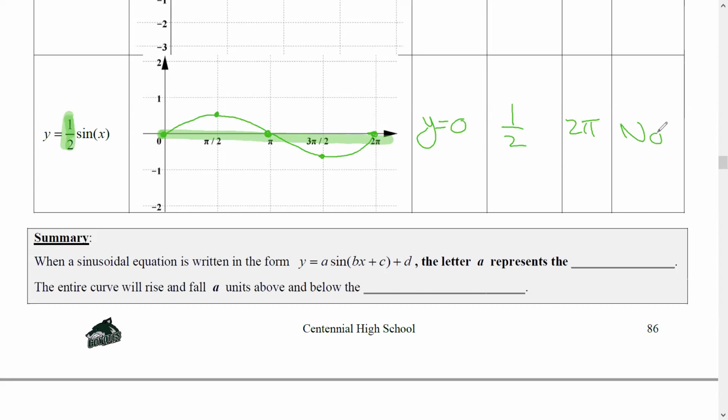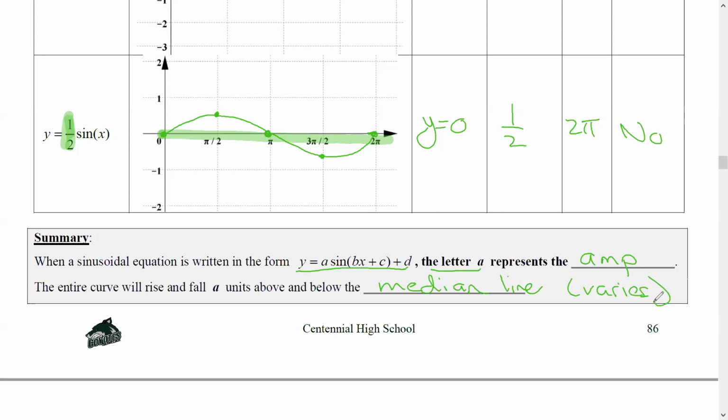All right, so hopefully you were able to fill in the summary here. When a sinusoidal equation is written in this form, the parameter A represents the amplitude. Isn't that convenient? A and A, right? Pure luck. So what this means is the entire curve will rise and fall A units above and below the median line. Another way you might want to say that is how much it varies. If we were talking about an application question, how much my temperature varies from the average.